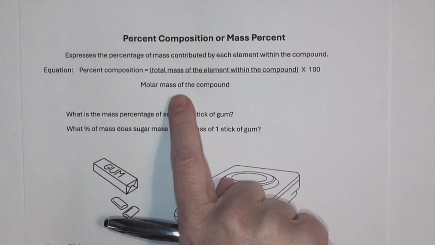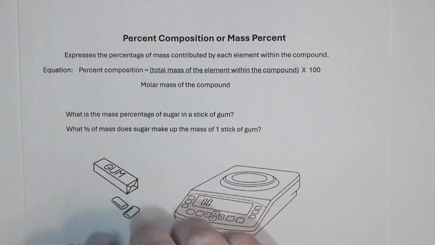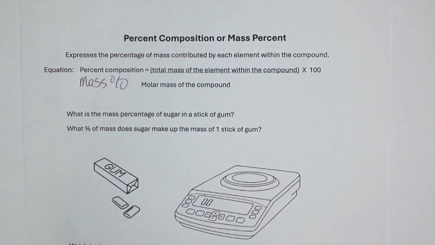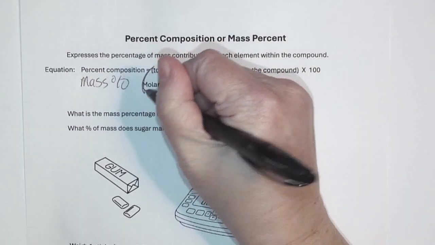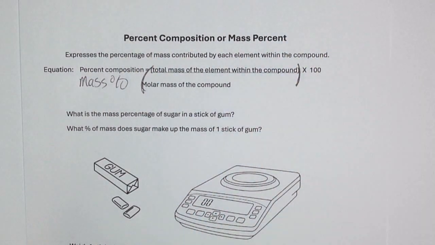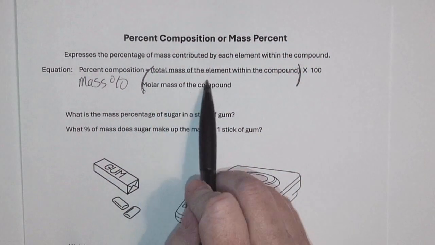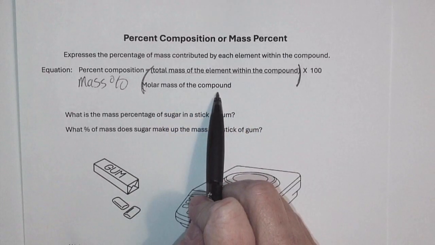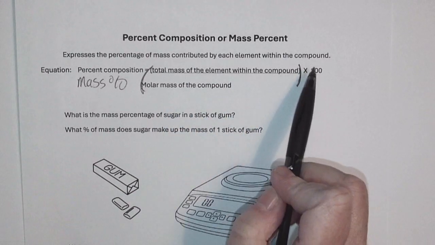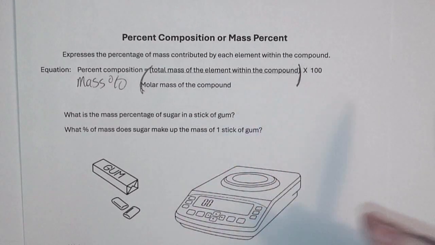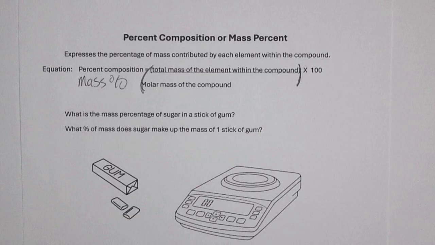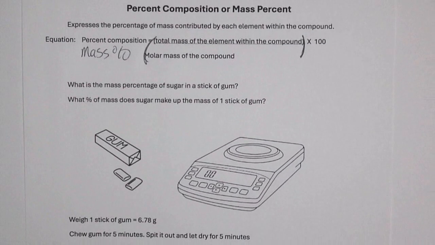This does have an equation here to calculate the percent composition or the mass percent. What it is saying is to take the total mass of the element within the compound and divide it by the molar mass of the compound. You multiply it by 100 because that's going to put it into a percentage. All right, so let's see what that means in regular terms.